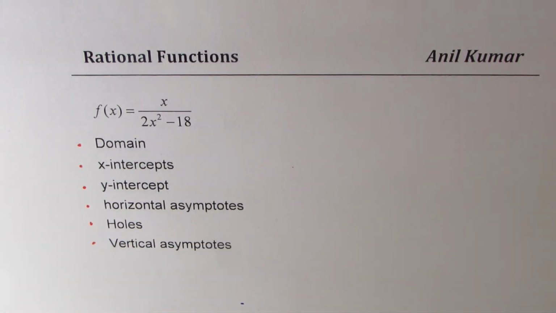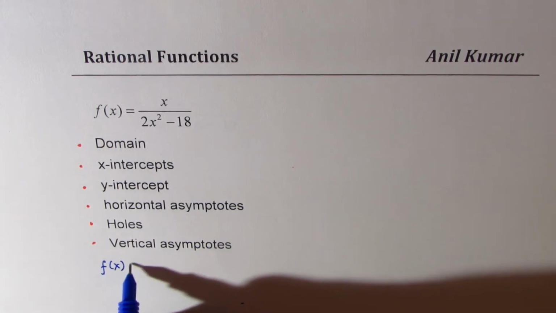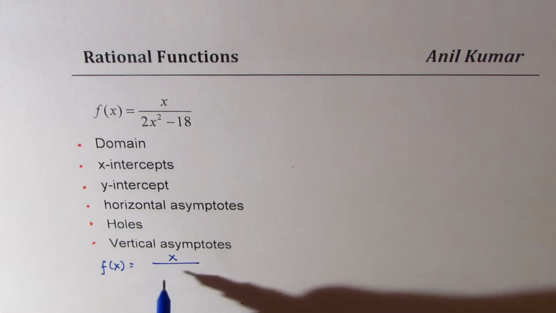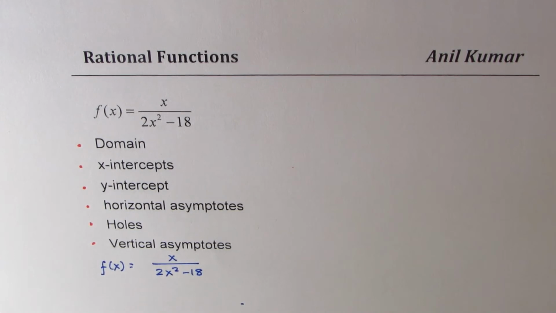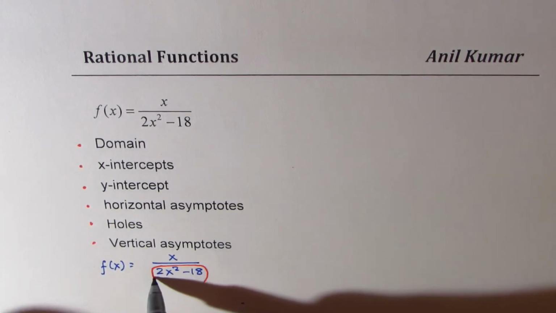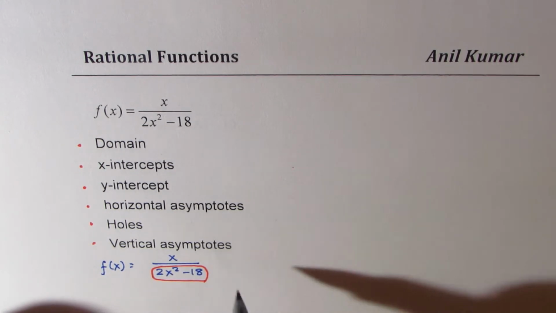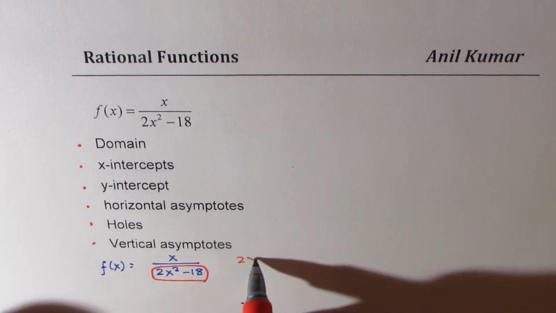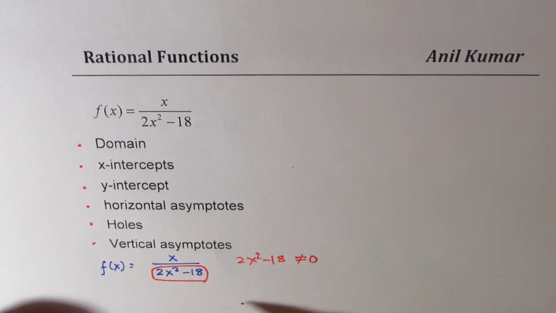We are now given the function f of x equals x over 2x squared minus 18. We have to write the domain. That means the denominator cannot be 0, right? So that is what we'll begin with. The first step: we write 2x squared minus 18 is not equal to 0.